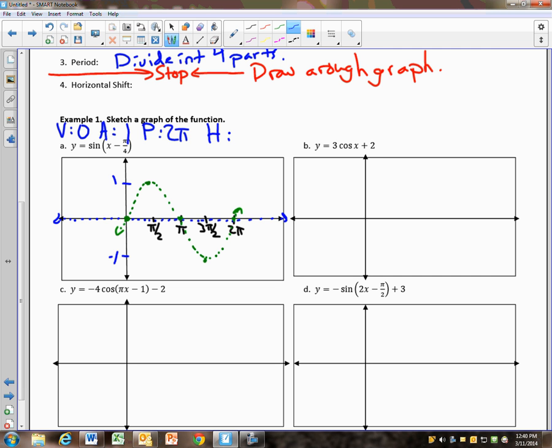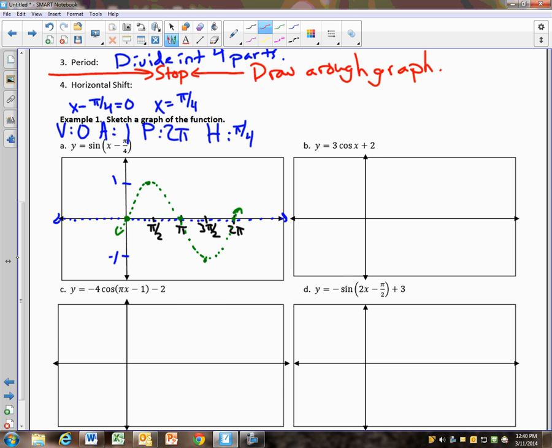All right, to figure out the horizontal shift, what do I do? Set equal to 0. X minus pi over 4. I take the inside. I set equal to 0. Add pi over 4 to both sides. You get x is pi over 4. So pi over 4 is my horizontal shift. How does pi over 4 compare to your tick mark? It's half the tick mark.